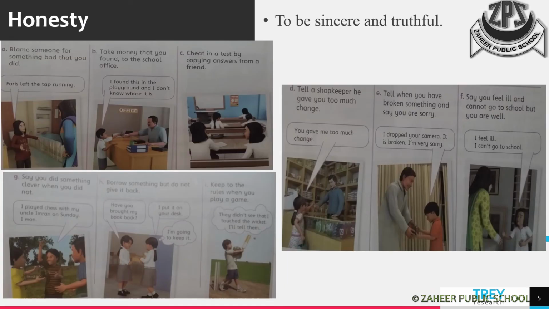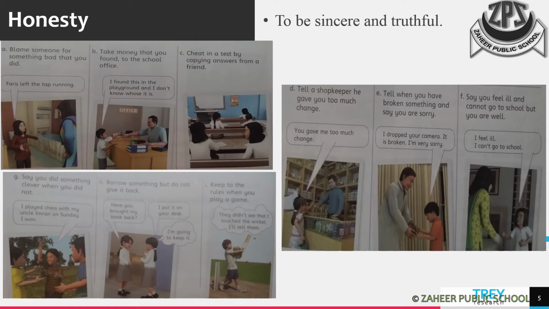Honesty means to be sincere and truthful. Here in these pictures, you can see some actions show honesty and some do not. The first one did not show honesty because blaming someone is not a part of honesty. The second one shows honesty because the boy found someone's money and gave it to the office. The third one is not a part of honesty because cheating is not an honest thing.